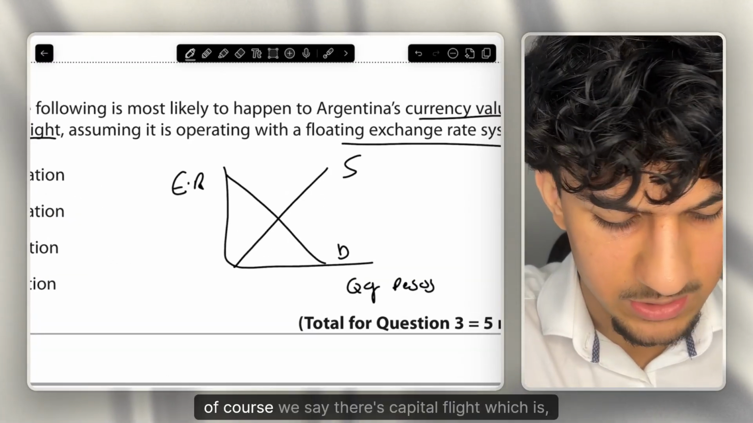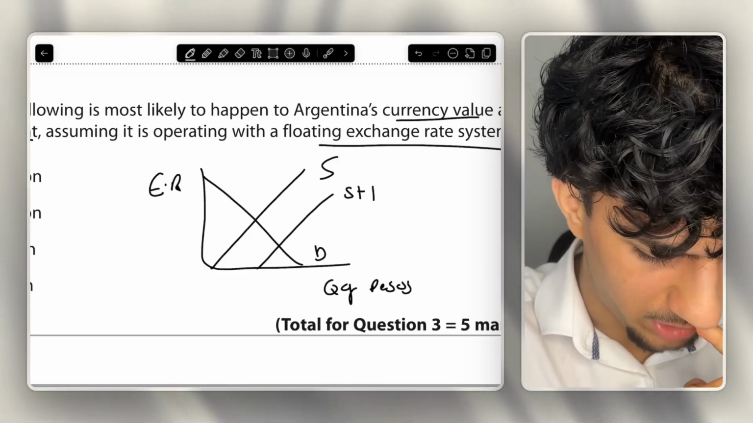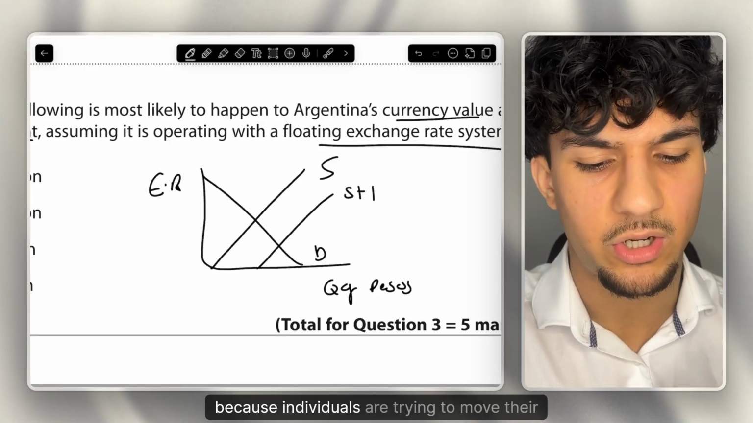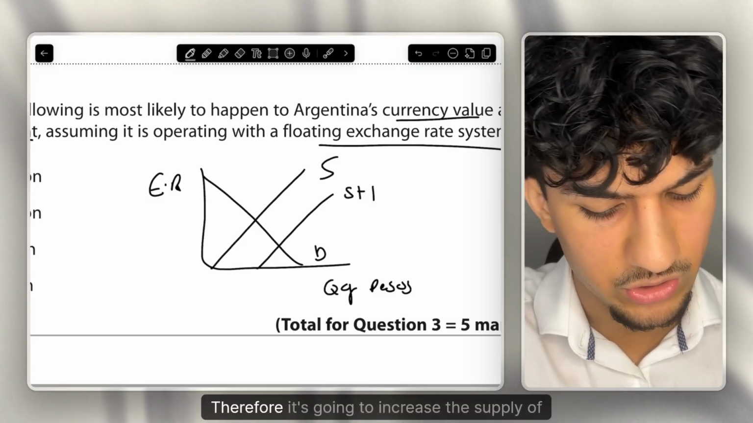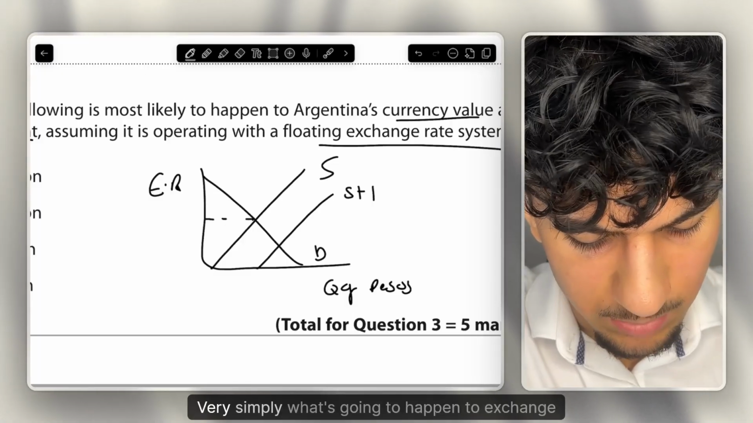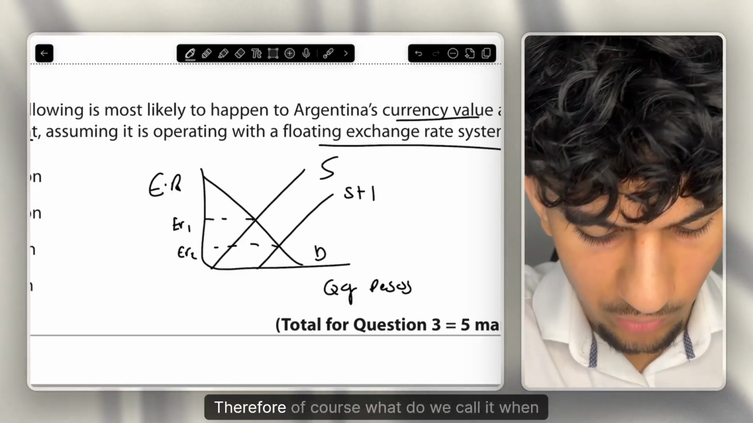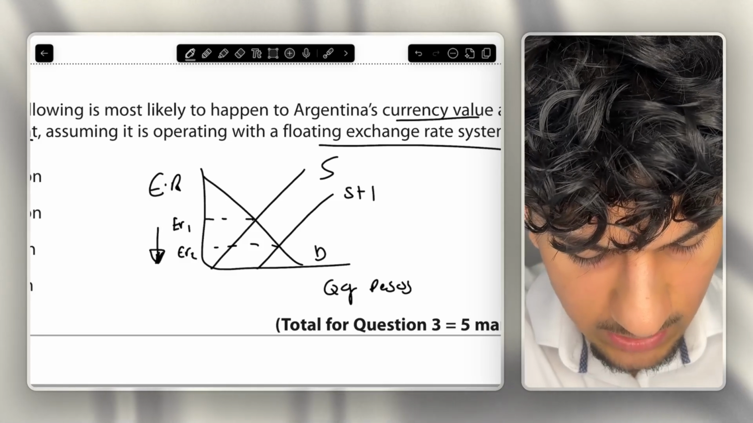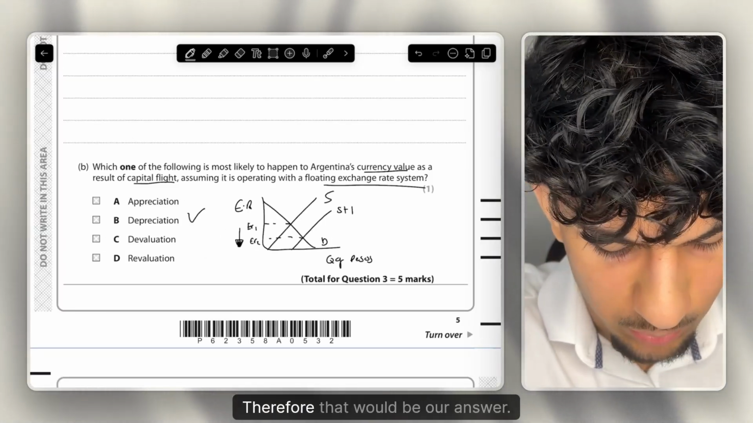But of course, we say there's capital flight, which will increase the supply of Argentinian pesos. Why? Because individuals are trying to move their currency, move the Argentinian pesos, into things like US dollars. Therefore, it's going to increase the supply of Argentinian pesos. Very simply, what's going to happen to the exchange rate? It's going to go from exchange rate 1 to exchange rate 2. Therefore, what do we call it when the exchange rate goes down? We of course call it a depreciation. Therefore, that would be our answer B.